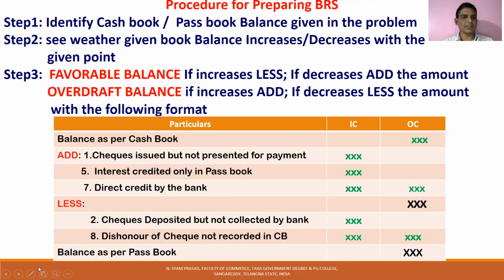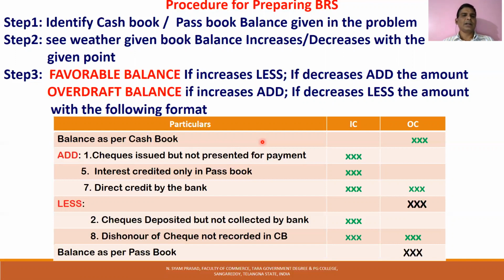If OD balance is given, if it increases, we have to add. If it decreases, we have to less. This is the very simple way of doing BRS. First point, which book balance is given. Second point, for the given point of difference, whether that book balance increased or decreased. Third point, if favorable balance is given, if increases, less, if decreases, add. If overdraft balance is given, if increases, add, if decreases, less. This is the simple way of doing.